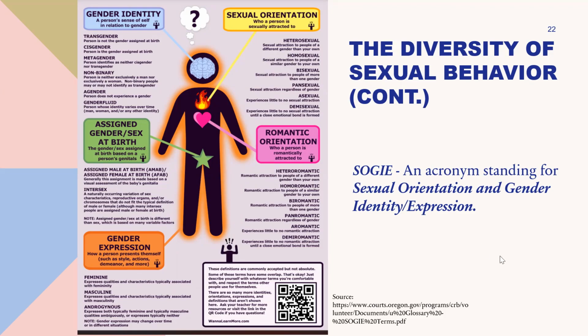Then, let's have the gender expression, so that we can complete the SOGIE. The gender expression. This is how a person presents themselves, such as their style, their actions, their manifestations. The categories here are feminine, masculine, androgynous. So when we say feminine, the person expresses qualities and characteristics that are typically associated with femininity.